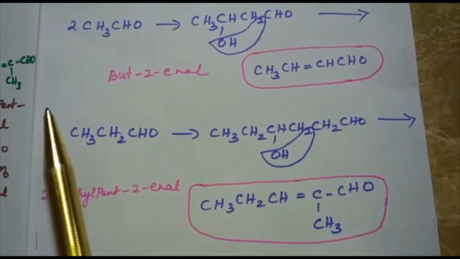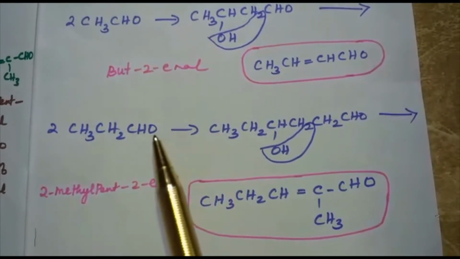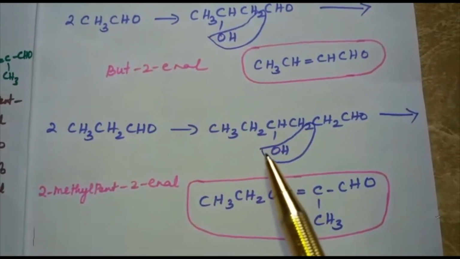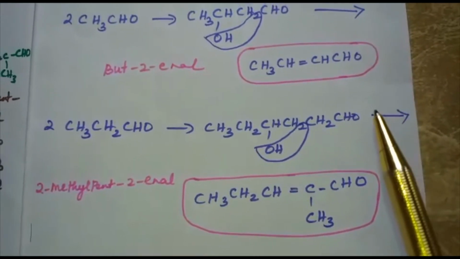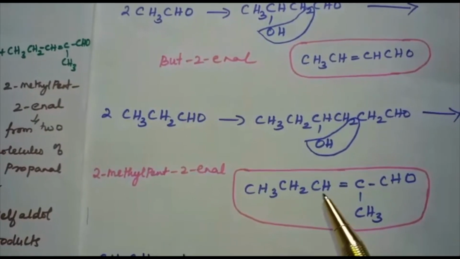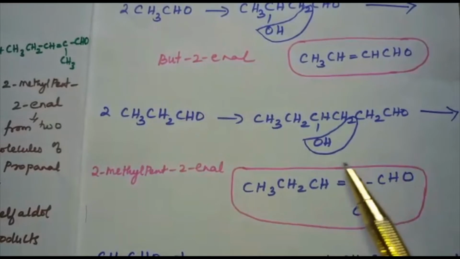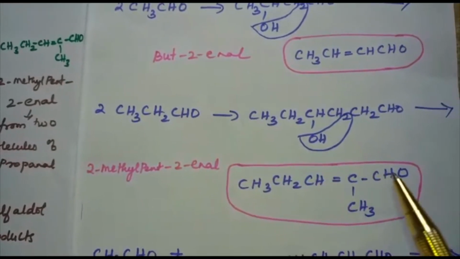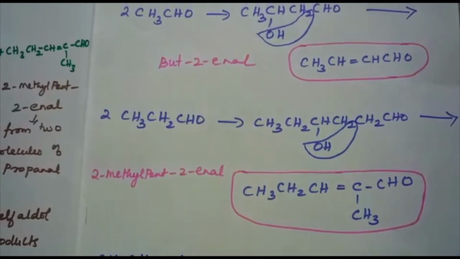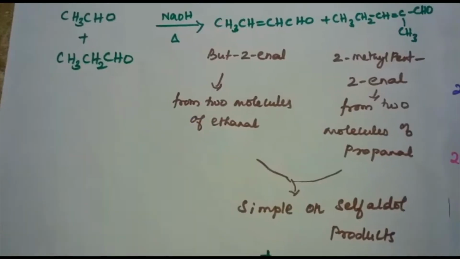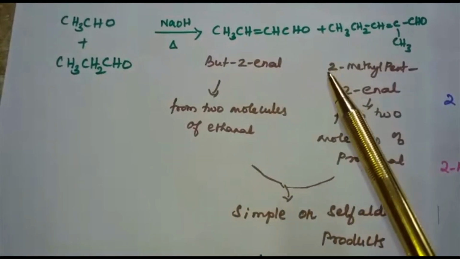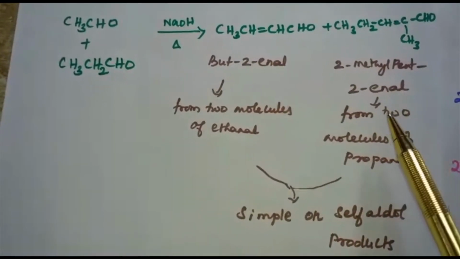And then that is propanal. When it is treated with dilute NaOH, you will be getting this product, that is CH3, CH2, CHOH, CH, CH3, CHO, which on heating loses a water molecule to give this 2-methyl-pent-2-enal. 1, 2, 3, 4, 5 carbon atoms. That's why pent. 2-en means at the second carbon atom we are having the double bond, and al is aldehyde. So this is how we are getting butylenol and then 2-methyl-pent-2-enal.